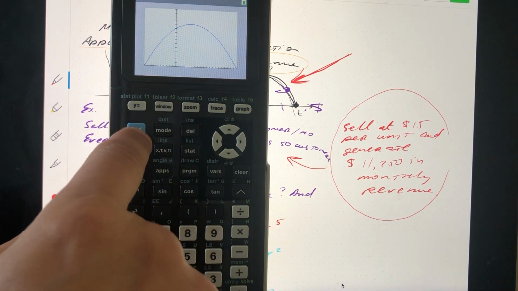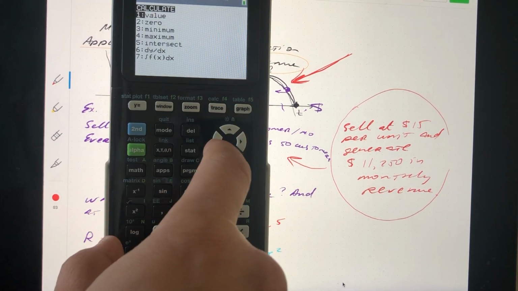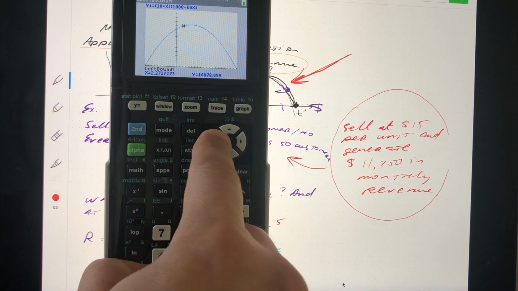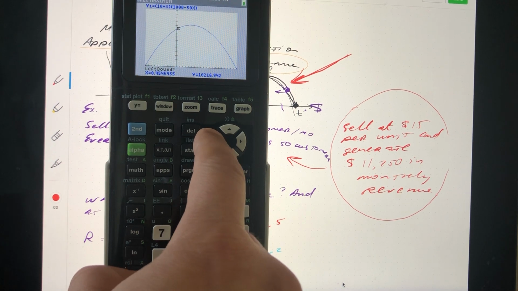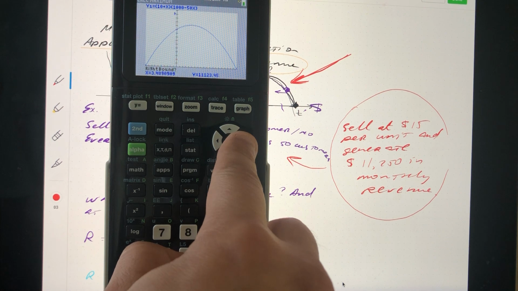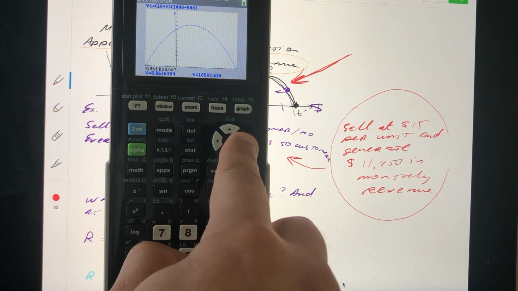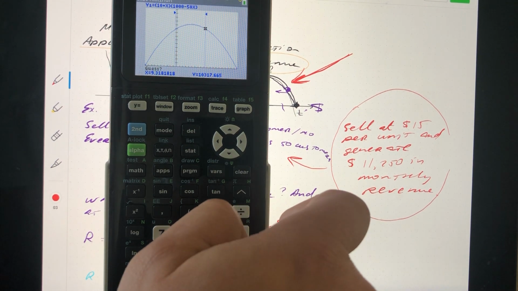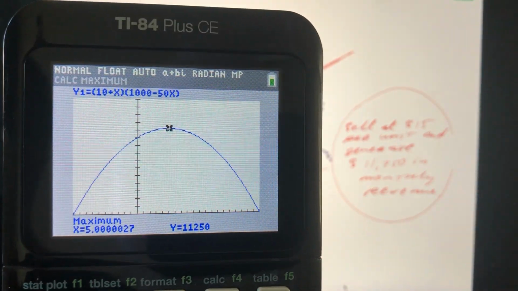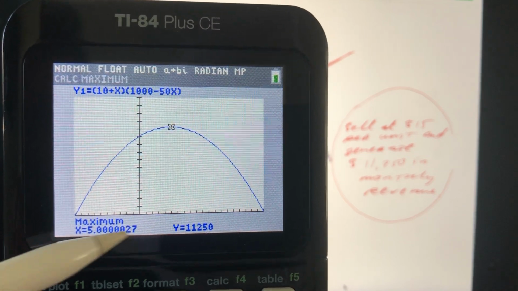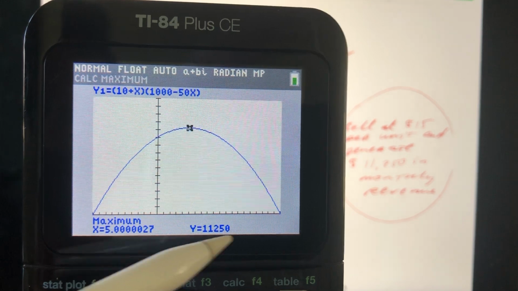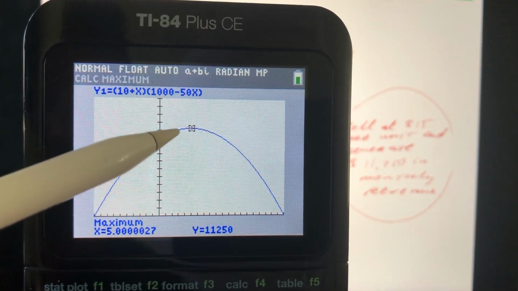And we're looking for the maximum, which is the highest revenue. So maximum, and we need to be to the left side of that maximum. Anywhere to the left is good enough. So that's far enough. And then to the right side of it, as long as I'm somewhere to the right, that's good. And then guess in the middle, yes. So here is the calculator guess, and we can see that it says 5. Again, that's a rounding error. It should be 5. And then our max is 11,250, which is exactly what our maximum revenue turned out to be.